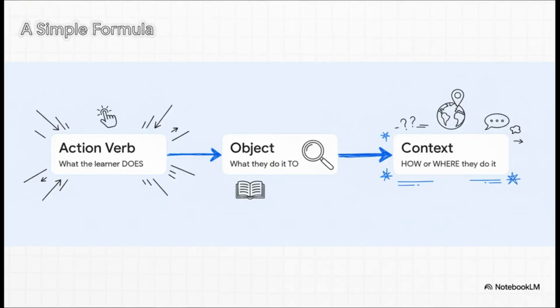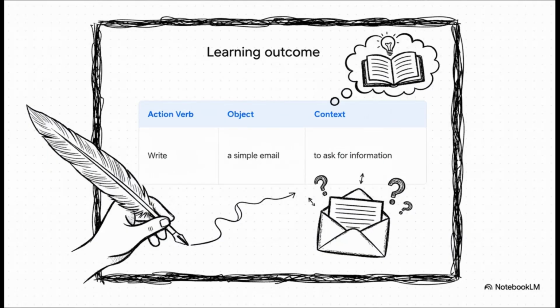Now, what's so great about this slide is just how simple the structure is. Seriously, it's just 3 parts. First, you've got an action verb. That's the thing the learner actually does. Second, the object. What are they doing that action to? And third, the context, which adds that important detail about how or where they'll do it. Let's see how this builds out.